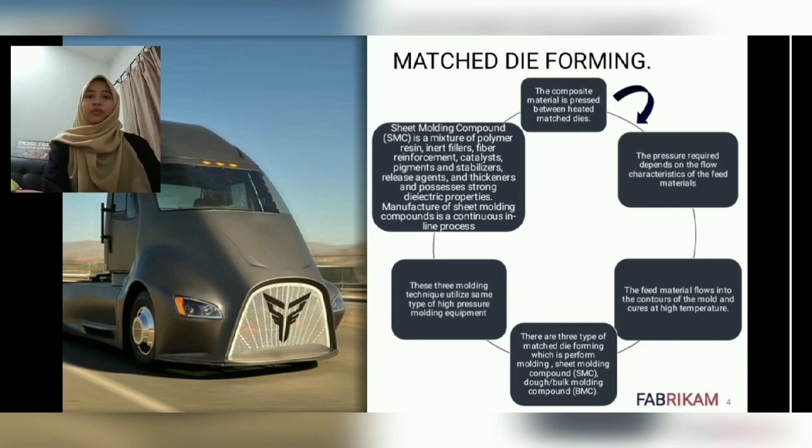That is for this process. There are three types of metal die forming: preform molding, sheet molding compound, which is SMC, and bulk molding compound, which is BMC. These three molding techniques utilize the same type of high-pressure molding equipment but differ in the form of the material that is placed inside the mold, but mostly the processing of the wind deflector is the sheet molding compound process.